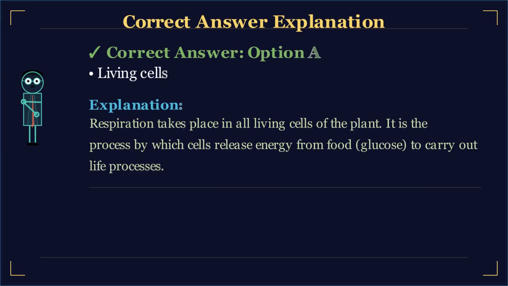Here's the explanation for the correct answer. Respiration takes place in all living cells of the plant. It is the process by which cells release energy from food, glucose, to carry out life processes.